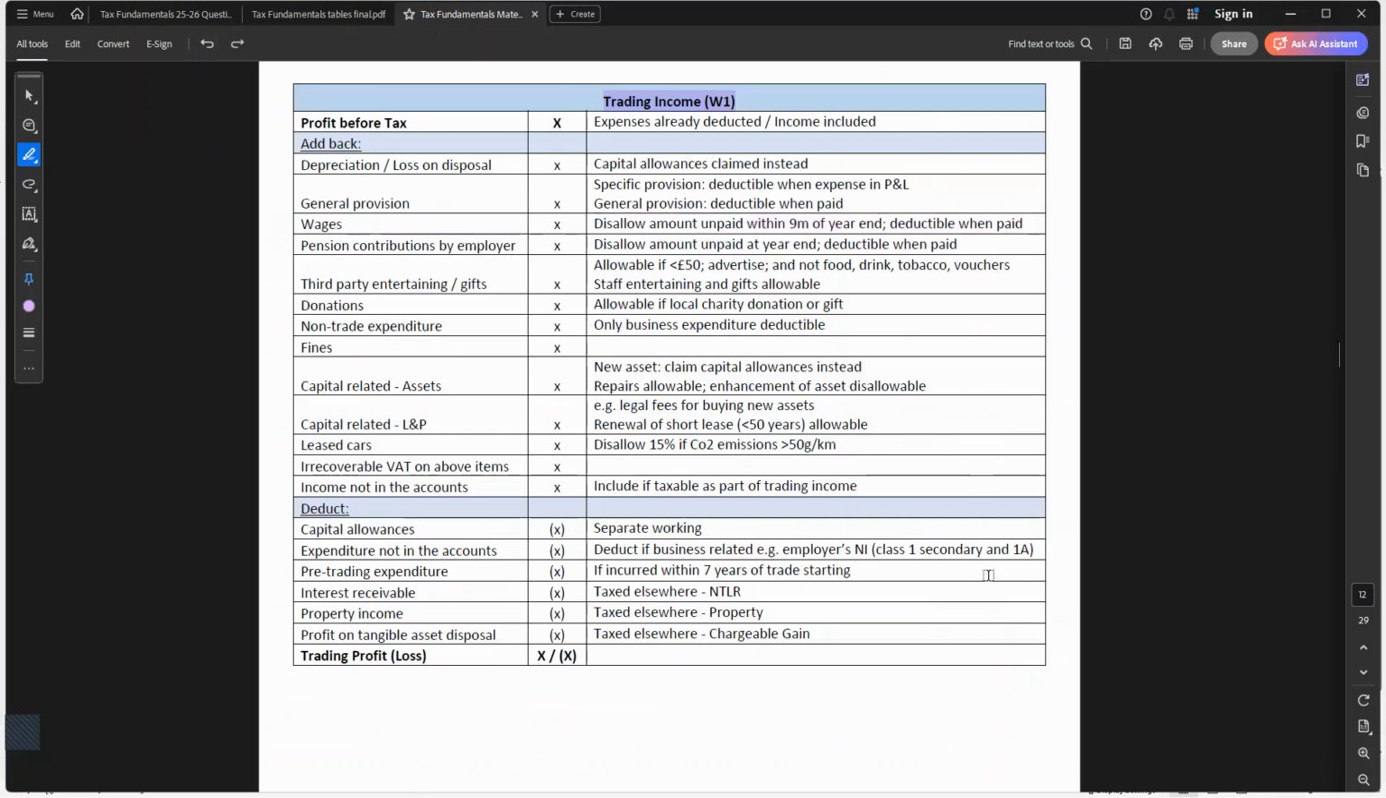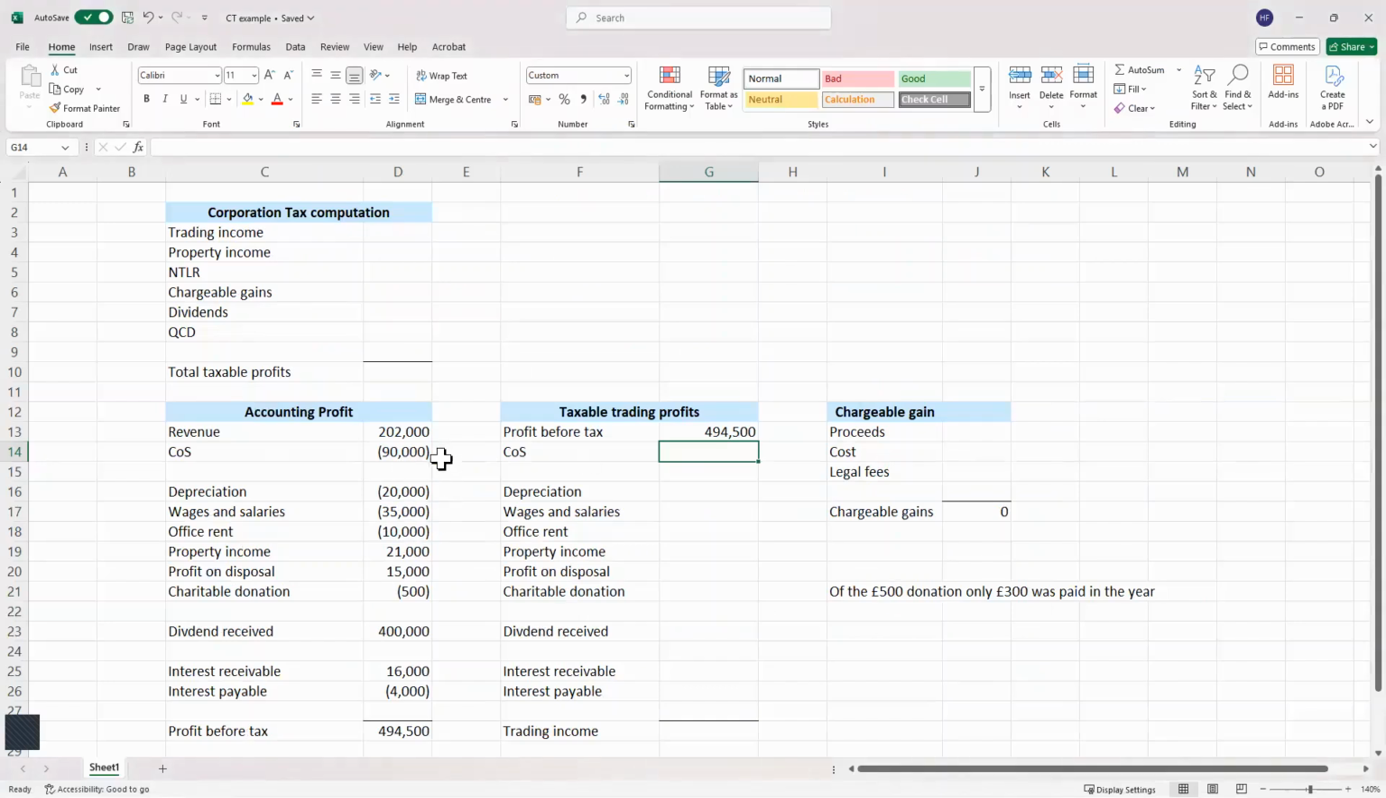So as we said, very similar for an unincorporated business. We start with a profit before tax and then add back any expenses already deducted or income already included. So within here, we can see all these expenses and income have already been included in arriving at the profit before tax of 494. So if it's disallowable, we'll need to add it back. And if it's allowable, we'll need to do nothing. So firstly, with cost of sales, we know that's a business cost of producing the goods or services. So we would do nothing here. We don't need to make any adjustments as it's tax deductible.